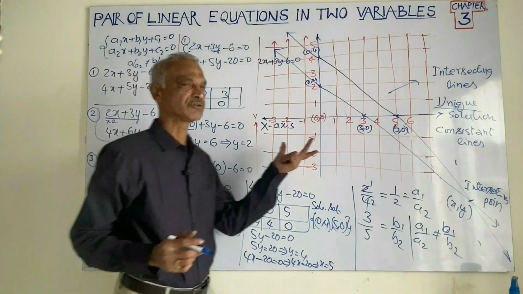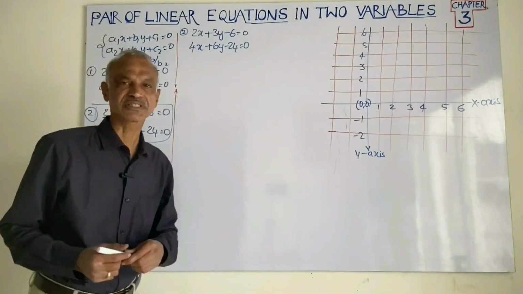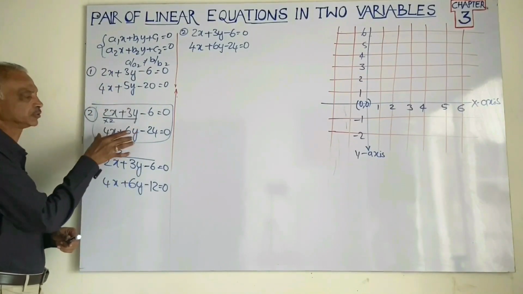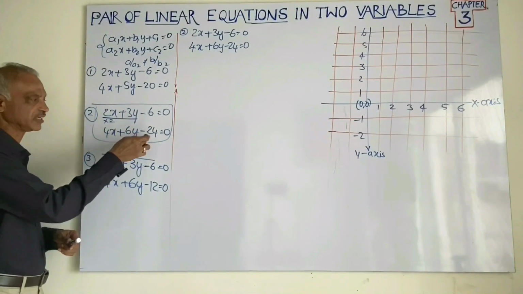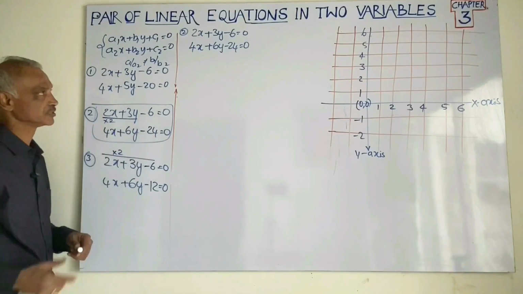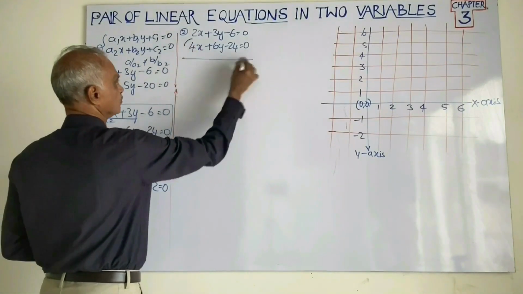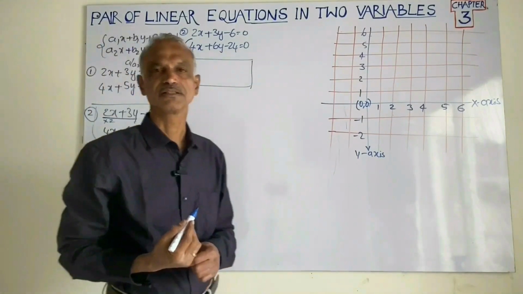What type of lines will we get? We will observe. What is the second example? 2x plus 3y minus 6 is equal to 0. I did not touch it. I have multiplied this with 2 and taken a different one: 4x plus 6y minus 24 is equal to 0. Now we will prepare to draw a straight line.